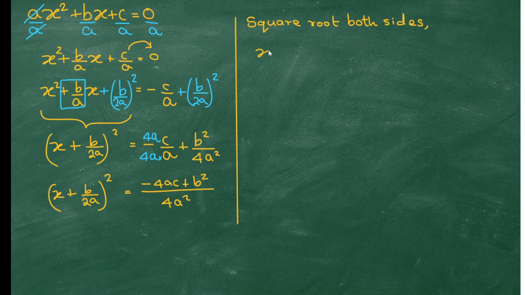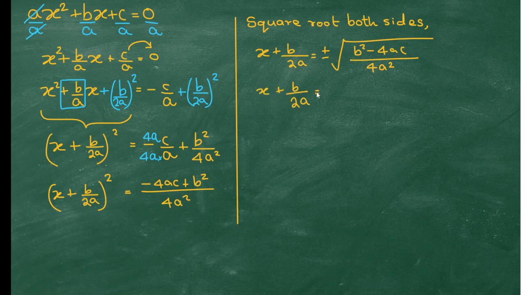So the left-hand side becomes x add b over 2a. The right-hand side is plus or minus square root b squared minus 4ac divided by 4a squared. I switched minus 4ac and b squared because I want to get the positive number at the front. Now I have x add b over 2a is equal to plus or minus square root of b squared minus 4ac divided by, now I can root 4a squared to give me 2a.